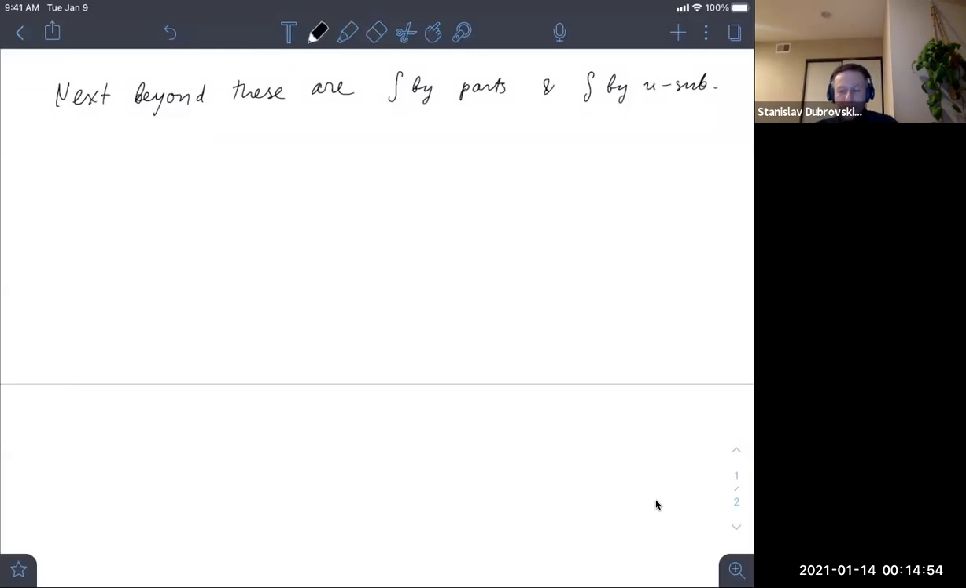Okay, but before you apply those, take a careful look at your integrand, and maybe you will see that you can just simplify it. So even before looking for obvious u sub or integration by parts, before that, maybe you can simplify the integrand.